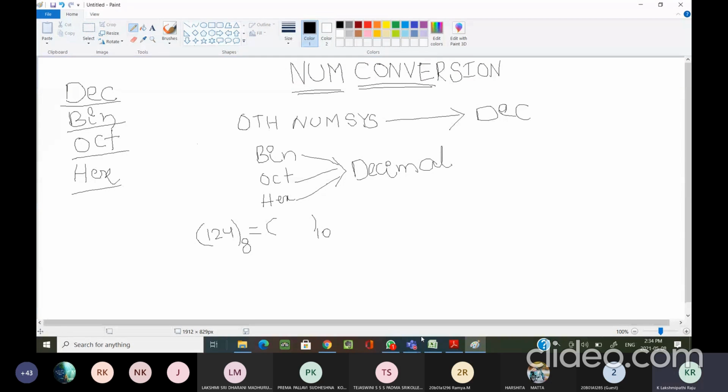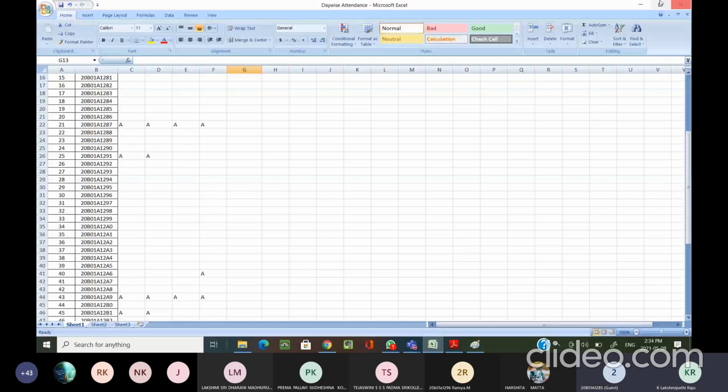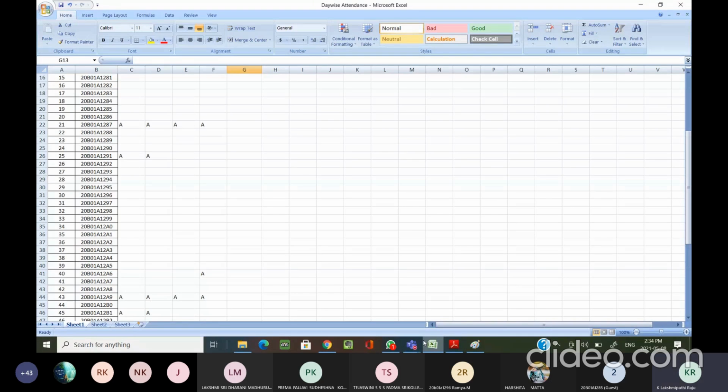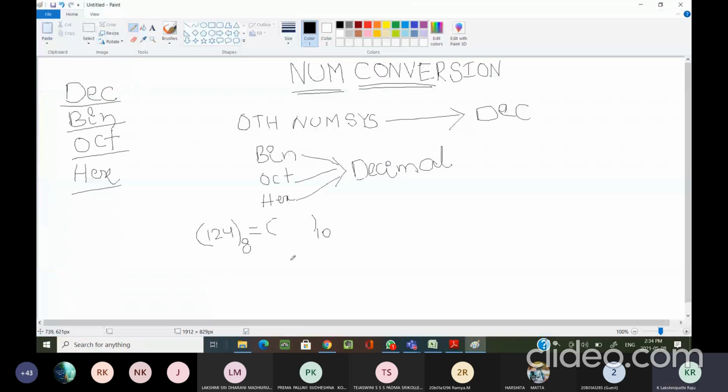Hope everyone completed the problem. Now I want the solution. Roll number 72: I got 86 of base 10, sir. I want to cross check. Okay, your number is 72.